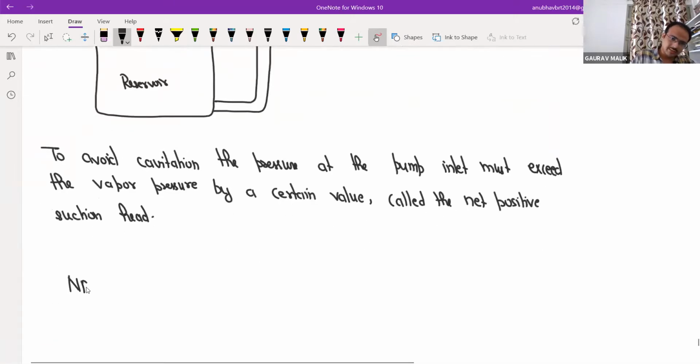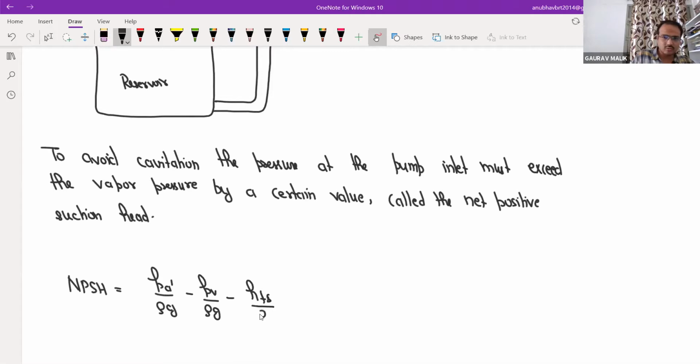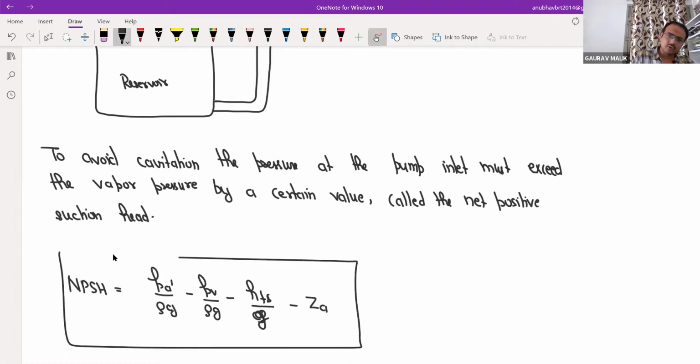So NPSH is equal to PA prime divided by rho g, minus PV by rho g, minus hf of HS, minus ZA. From this formula, they directly asked the question in GATE 2010.